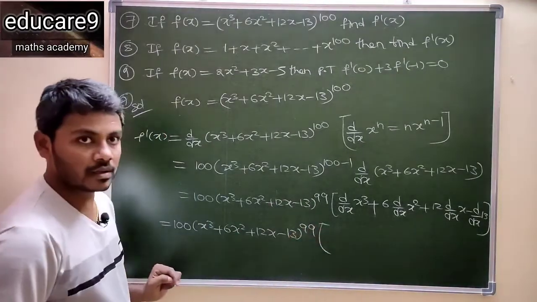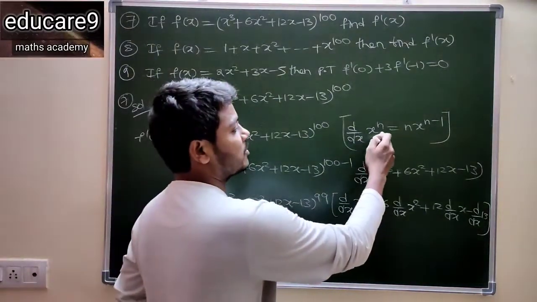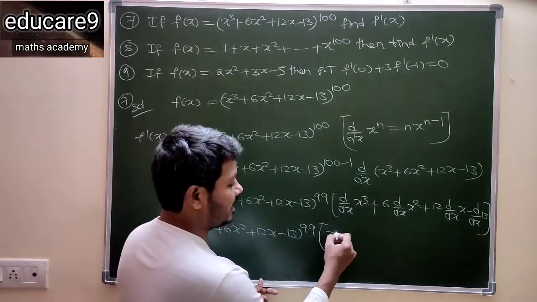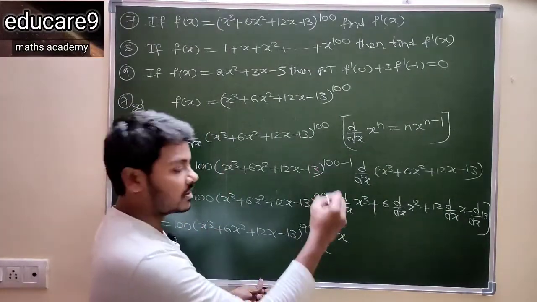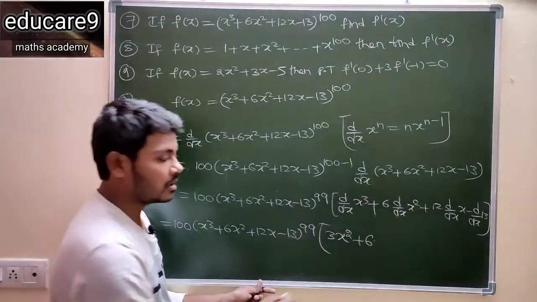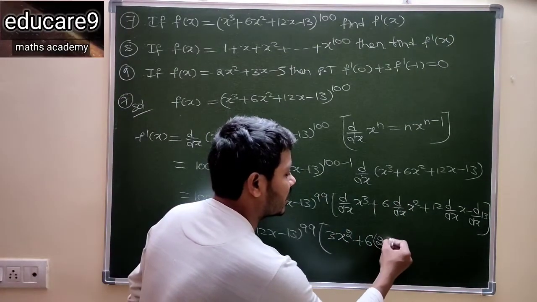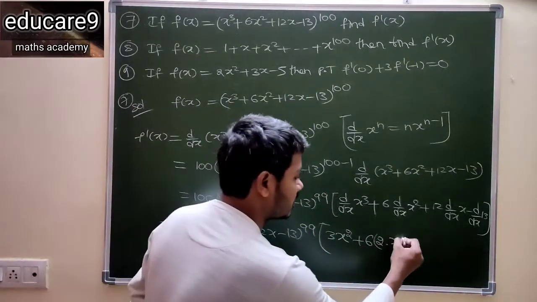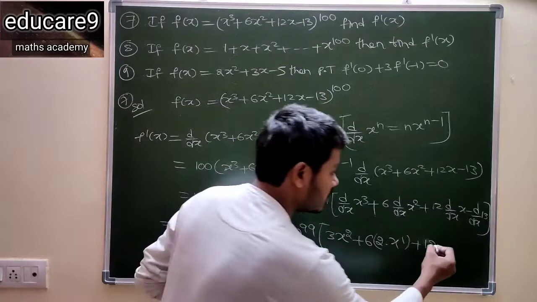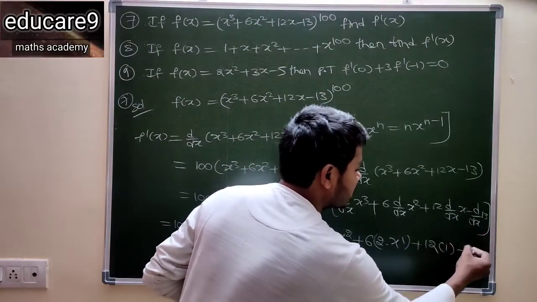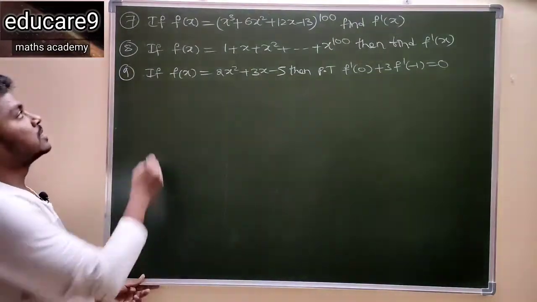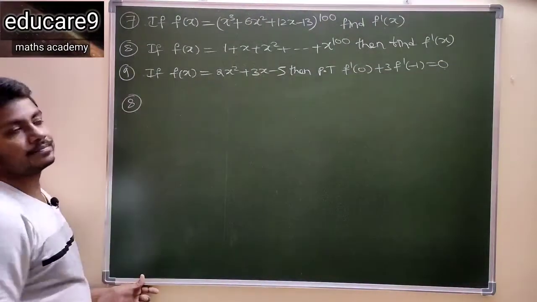See here, 100 into (x cube plus 6x square plus 12x minus 13) whole to the power of 99. You know that the derivative of x power n is n into x power n minus 1. For x cube, this is 3 into x power 3 minus 1, that is 2, plus 6 into the derivative of x square, that is 2 into x power 2 minus 1, that is 1, plus 12 into the derivative of x, which is 1, and the derivative of a constant is 0. So this is the required answer.